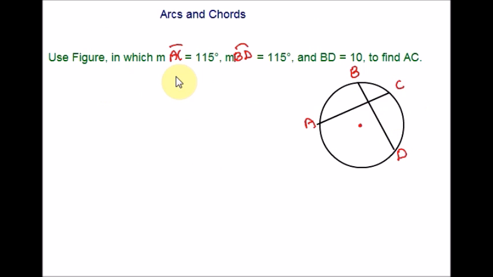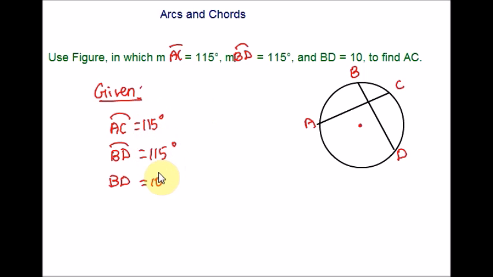In this figure, the measure of the arc AC is equal to 115 and the measure of the arc BD is equal to 115. It is given that BD equals 10. So first let us take down all the given information. From the given information, you can say that arc AC will be equal to arc BD. So these two arcs are equal.